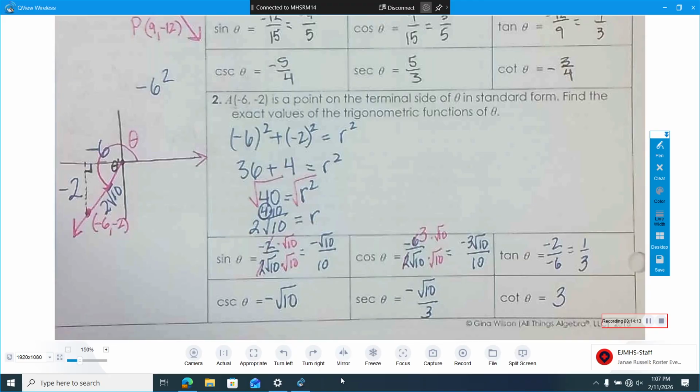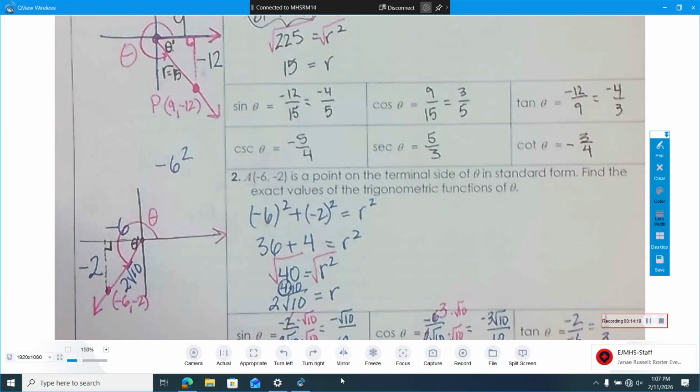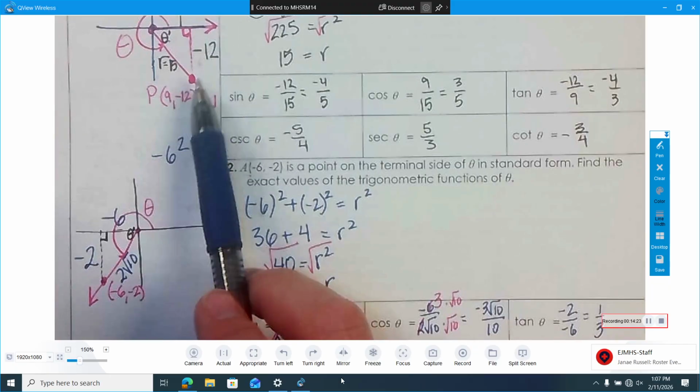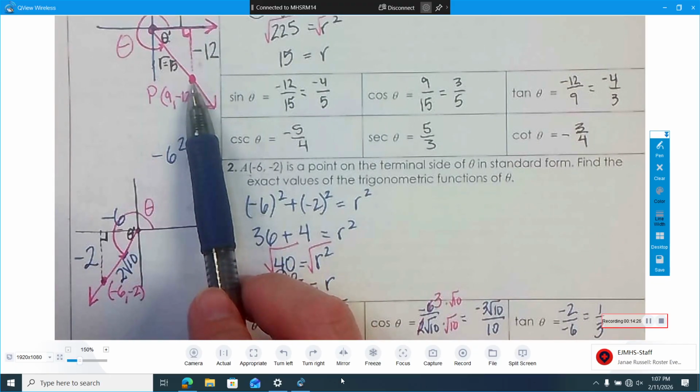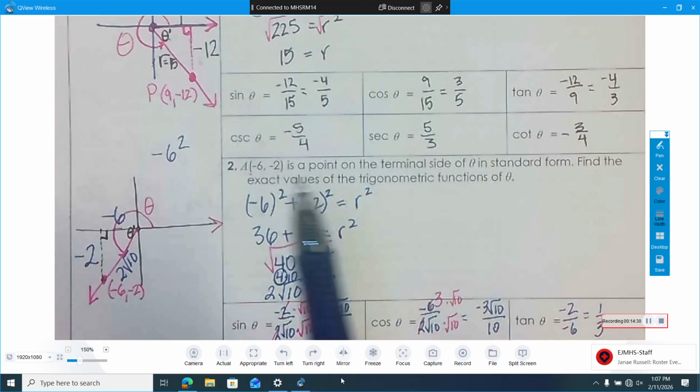All right. So when we look at these triangles in standard position, what you'll notice is that based on the quadrant they fall in, some of our trig ratios, yes.